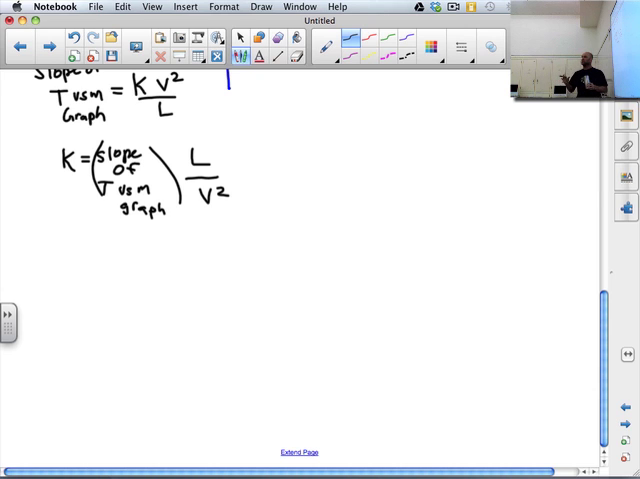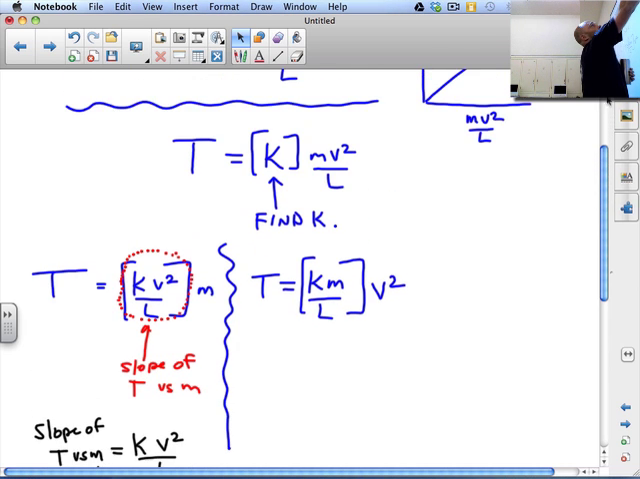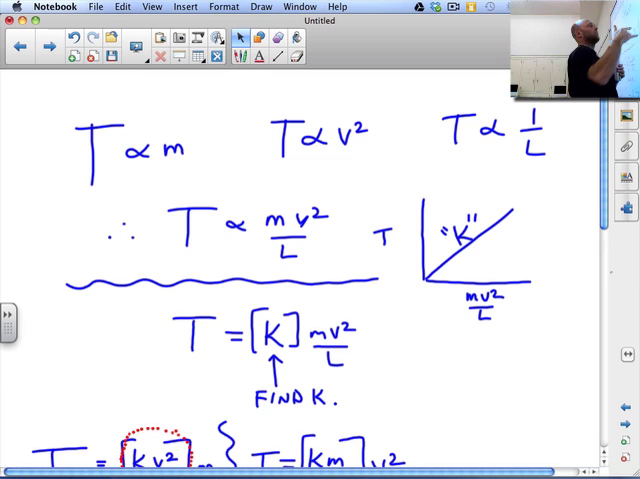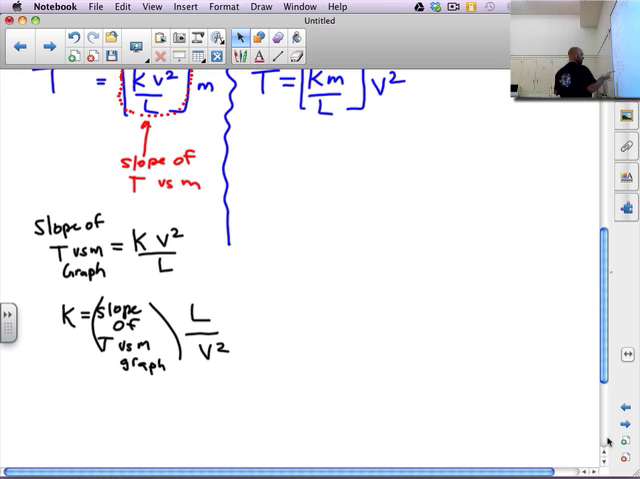Okay, ask your question again when I'm thinking. I thought you said K was the slope, so I started. Okay, K, let's go back up for a moment. You guys are awesome. I love the questions. K is the slope of a totally different graph. K is t versus mv squared over L. K allows us to find our general equation. This slope down here is the slope of our t versus m graph.